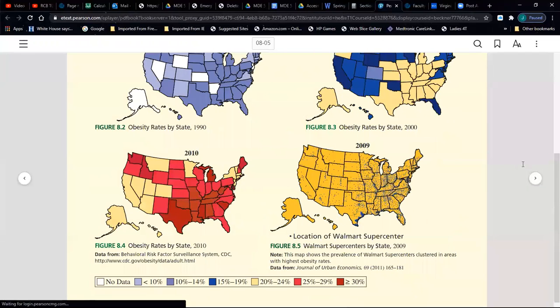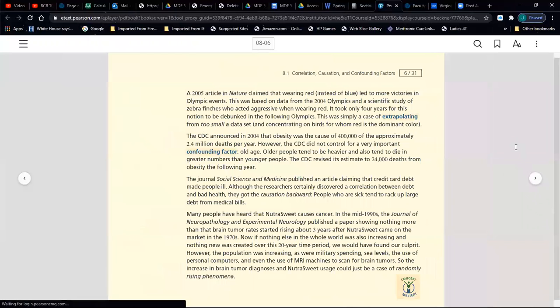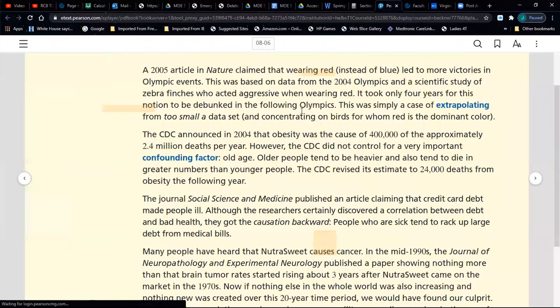There's one more thing I want to point out from this section, and that is this page. This is, again, one of my favorites, just an article coming out from some people that you would probably trust constantly, but man, did they post a bad article. The CDC announced in 2004 that obesity was the cause of 400,000 of the approximately 2.4 million deaths per year. So in 2004, we were having about 2.4 million deaths.